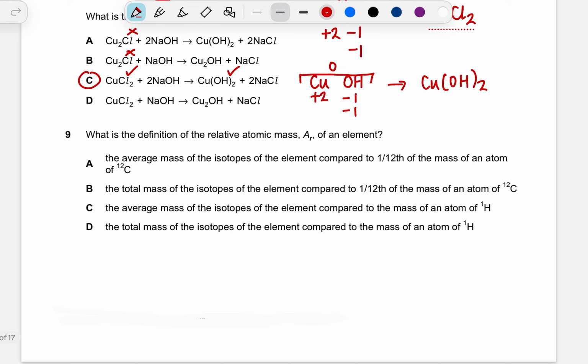What is the definition of the relative atomic mass, Ar, of an element? So this you need to remember as well. This is always compared to carbon-12, the masses of elements. So C and D are automatically wrong. And finally, you need to know that this is the average mass of the isotopes of the element compared to 1/12 of the mass of an atom of carbon-12. So definition you need to learn.